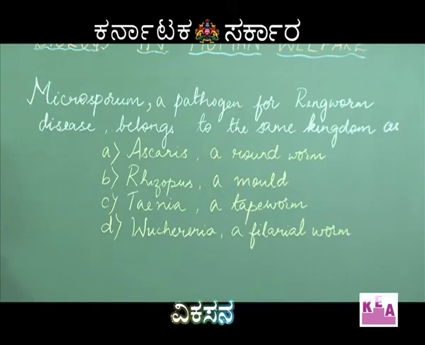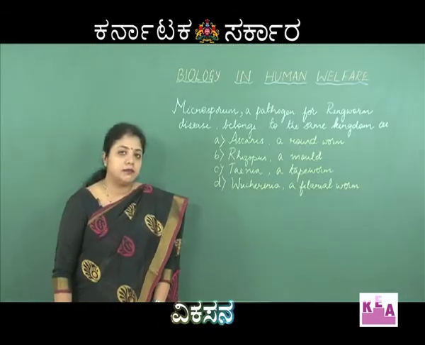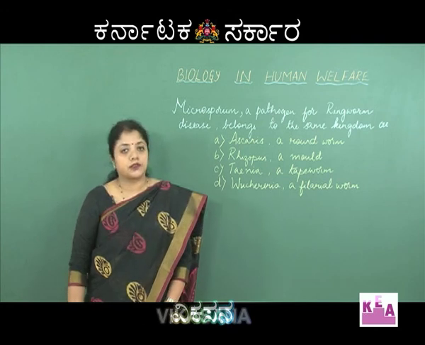The question here is Microsporum, a pathogen for ringworm disease, belongs to the same kingdom as. The options given are A. Ascaris, a roundworm, B. Rhizopus, a mould, C. Taenia, a tapeworm, and D. Wuchereria, a filarial worm. Now, in this question, you are supposed to identify the kingdom to which Microsporum belongs to.